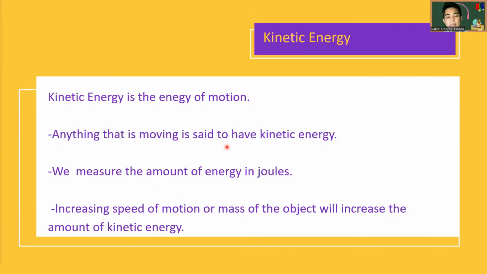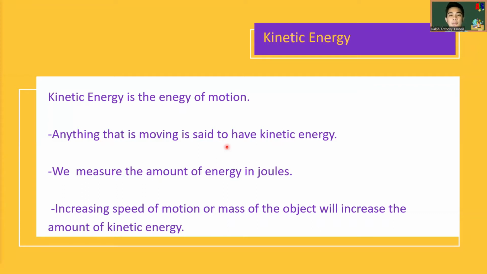Anything that is moving is said to have kinetic energy. Even now that I am talking, I am using kinetic energy. So yung kinain ko, like for example, the food, is chemical potential energy. Hanggat hindi ko siya kinakain at hindi ko siya ginagamit, it is considered a chemical potential energy.